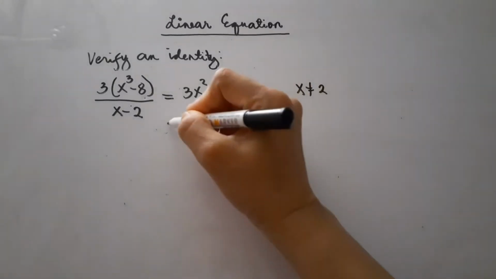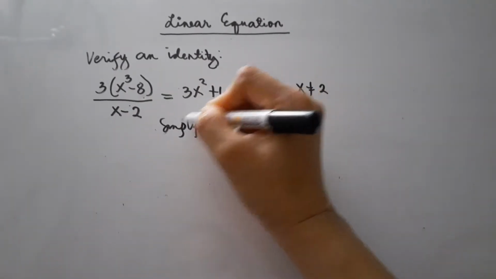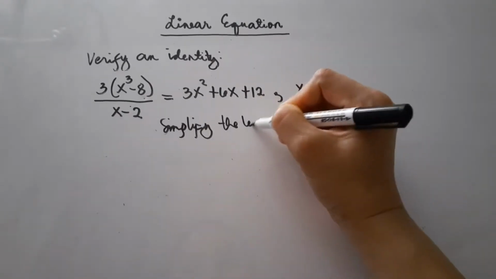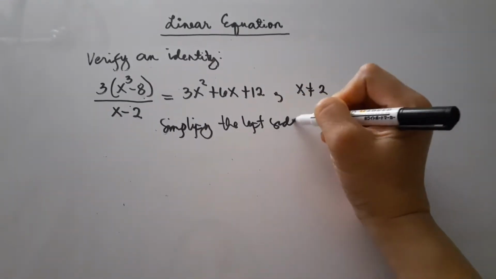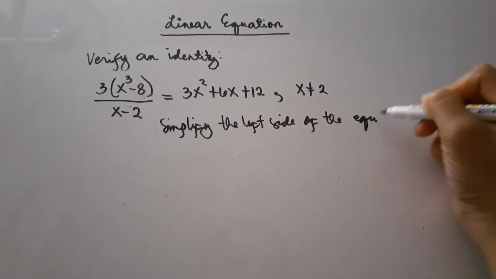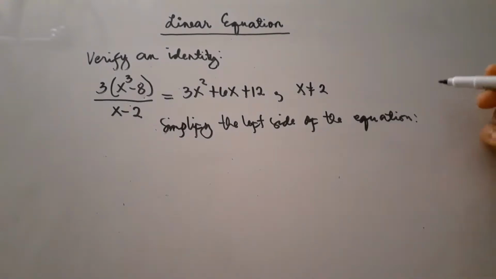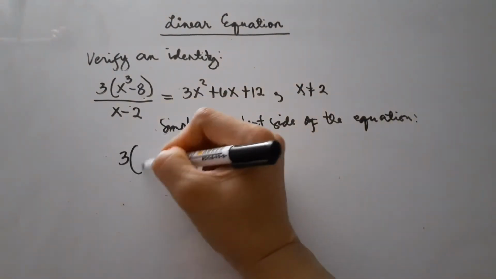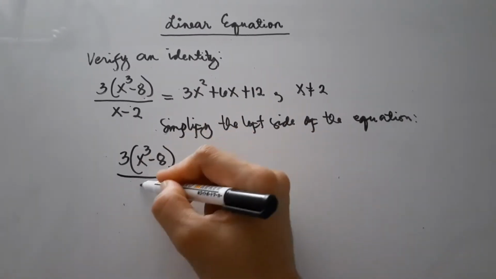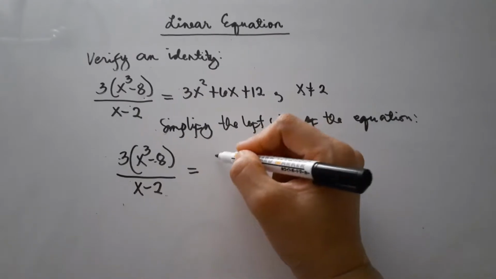And then we have another way of solving linear equations. Let's say we verify an identity, whether the solution is correct, by equating both sides. So let's simplify the left side of the equation. Let's say 3 times the quantity x cubed minus 8, over x minus 2.